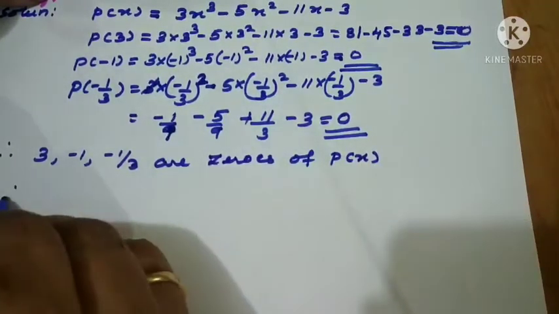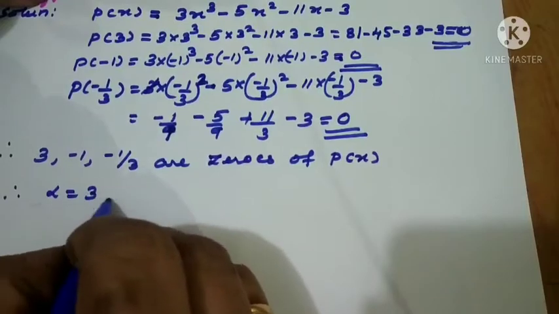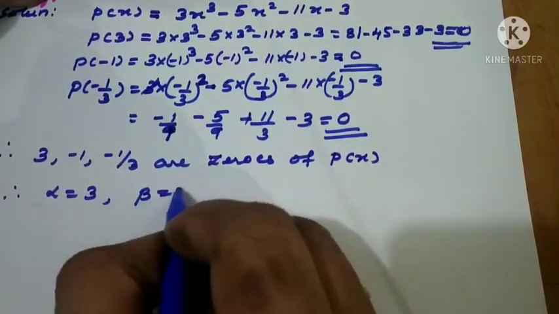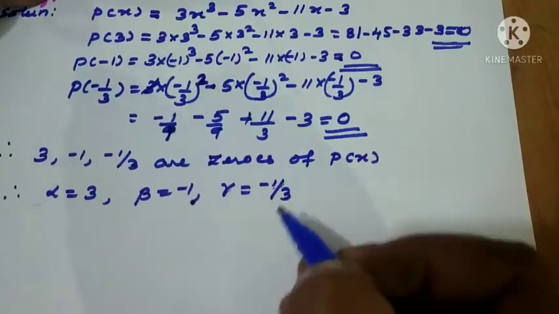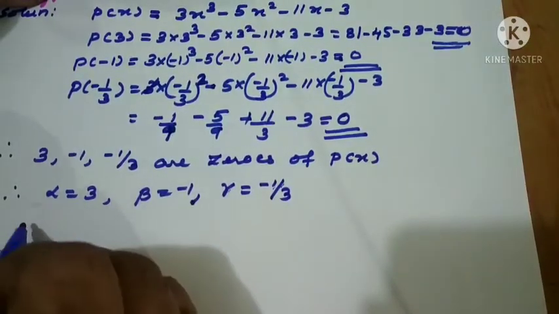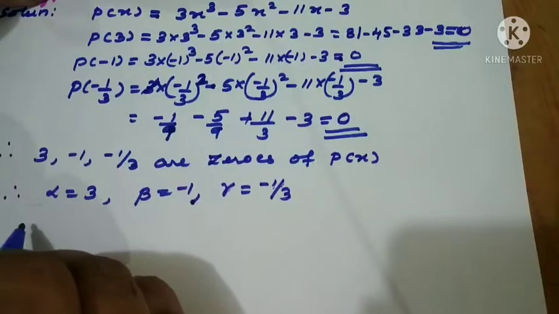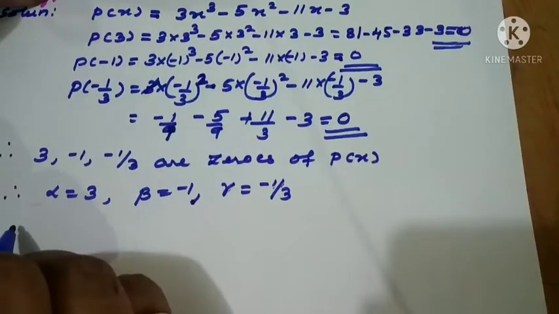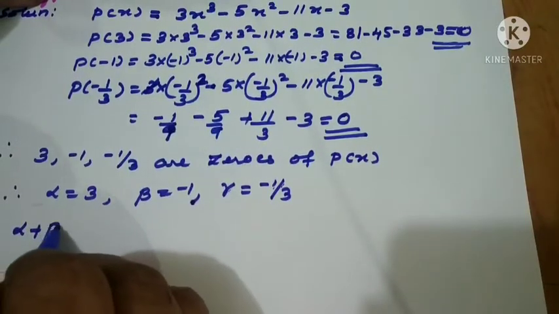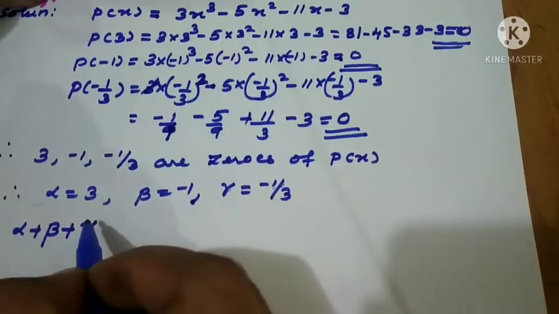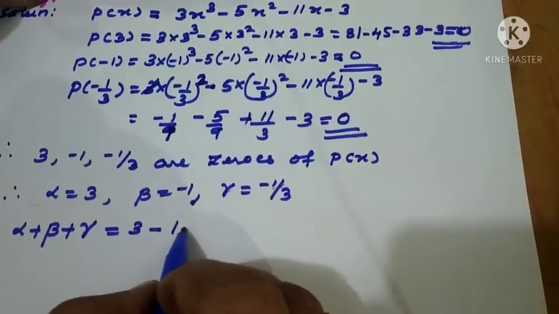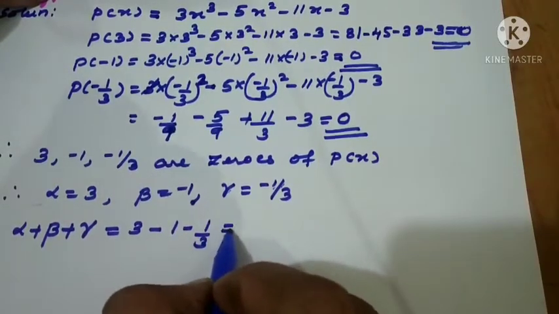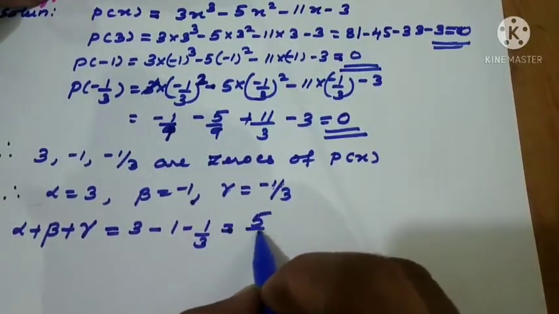So therefore alpha equal to 3, beta equal to minus 1 and gamma equal to minus 1 by 3, right? So now what is the next step? Sum of the zeros we can take, because it's a cubic polynomial, we have the formula alpha plus beta plus gamma should be equal to minus b by a. So we are adding 3 minus 1 minus 1 by 3. After taking the LCM, you will get 5 by 3 only.